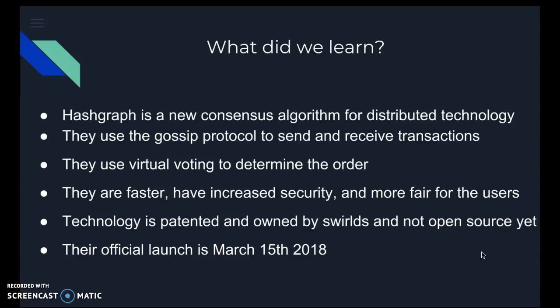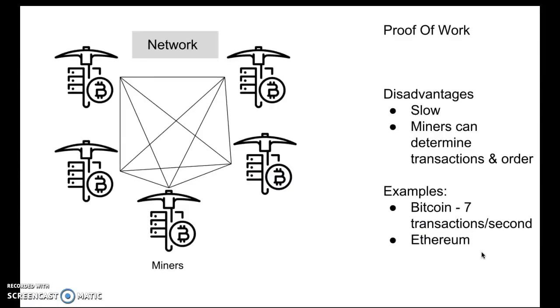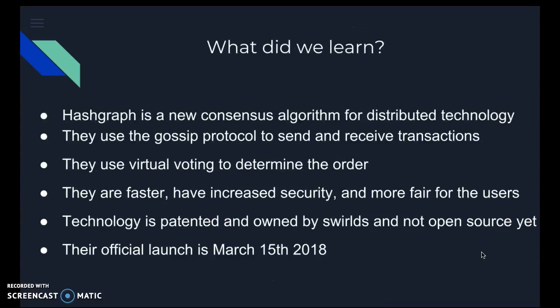So in review, we learned Hashgraph consensus for distributed technology here, web of transactions, okay? And they also use the call to send and receive and that's how we got web. They use voting to determine the order by a piece of information of the node you talk to, so they have a database, because they already know, and faster, have clarity, more fair for their users.